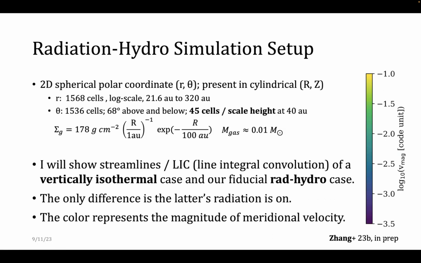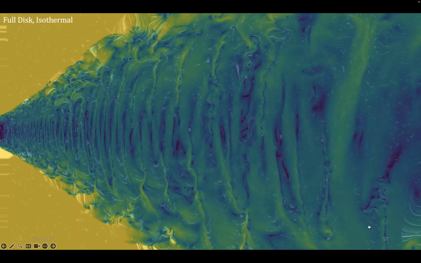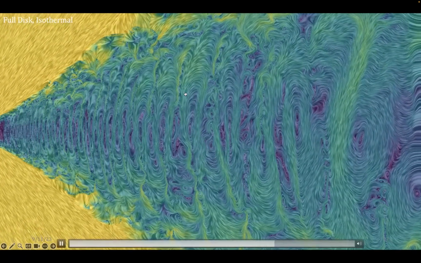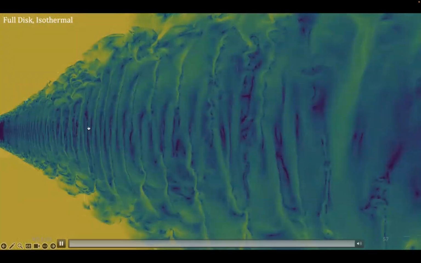In the next two slides, what I will show you is the streamlines or line integral convolution of the vertically isothermal simulation, and then our fiducial radiation hydro simulation. The only difference is that in the latter the radiation is turned on. And the color in the next two slides represents the meridional velocity. The yellowish color means that the velocity is higher, and the bluish color means that the velocity is lower. And this is what you would expect for the vertically isothermal simulation. You see this granular circulation motion in the vertical direction across the disk.